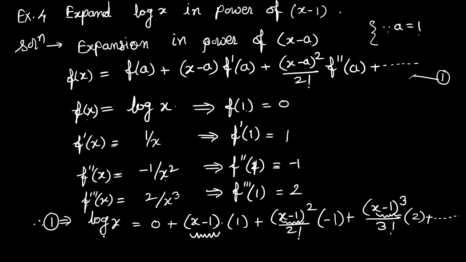Then we get the series log of x equal to f of a, its value 0, then x minus 1 into f dash of a, its value 1. In this way, we substitute the values and we get the required solution. Now, if you observe, this series is in terms of x minus 1. That means this is the application of Taylor's and Maclaurin series.